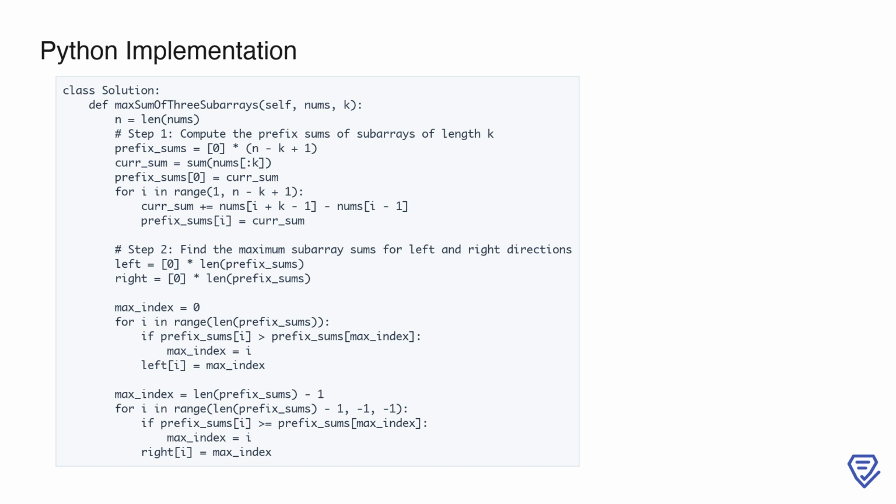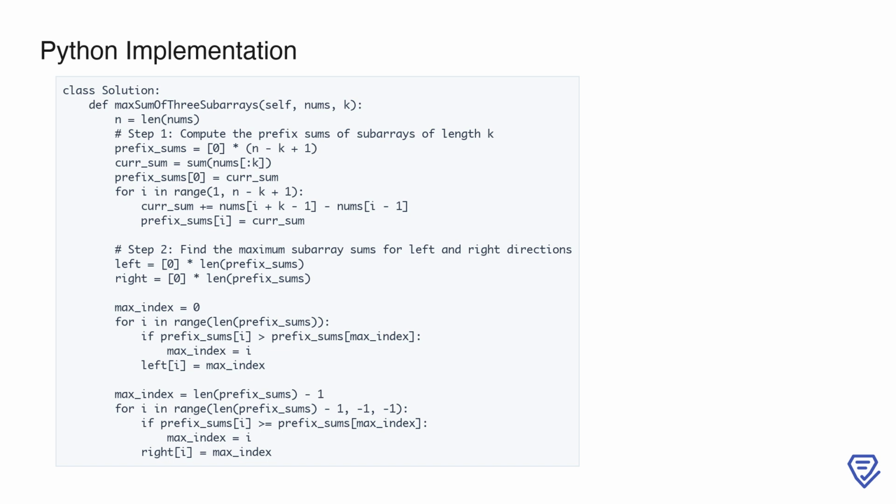This is done by initializing a prefix_sums array, where each element represents the sum of a subarray starting at a specific index. We compute the sum of the first k elements directly, and then use a sliding window technique to efficiently compute the remaining sums by adding the next element and subtracting the previous element.